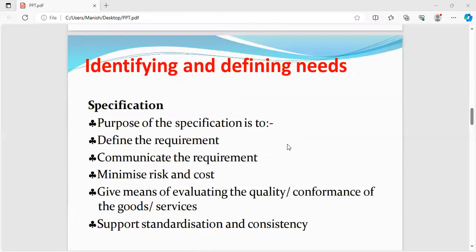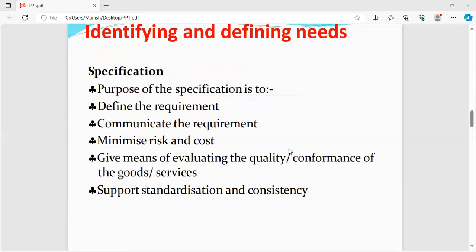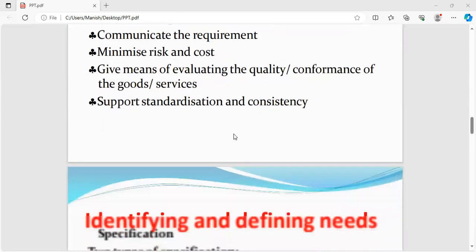Coming on to elaborating on identifying and defining the needs, what can the specifications be? The specifications might include the purpose of the specification, as in defining the requirements, communicating the requirements to both parties, minimizing the element of risk and cost, giving the means of evaluating the quality and conformance of goods or services, and supporting standardization and consistency. That is what defining the needs is, which gives a clear idea to a buyer and the supplier when they are getting into a contract of procurement.